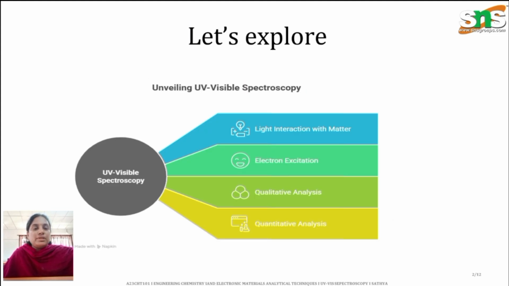First of all, what is meant by UV visible? UV visible means ultraviolet and visible spectroscopy. That means the light interacts with the matter. If the light interacts with an object, the electron in this object will be excited from the ground state to the excited state. So it is light interaction with matter and electron excitation. This is a qualitative analysis and also a quantitative analysis.